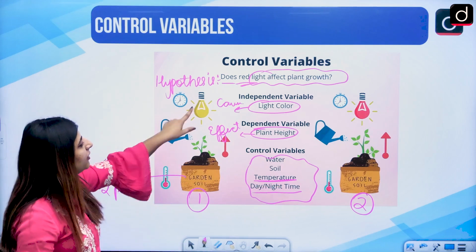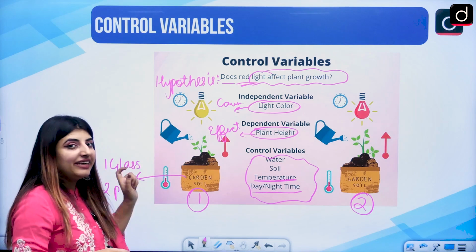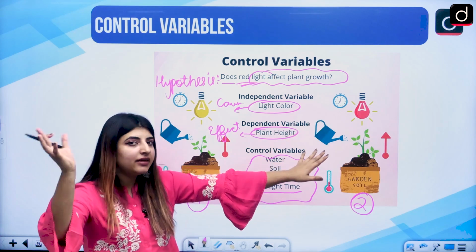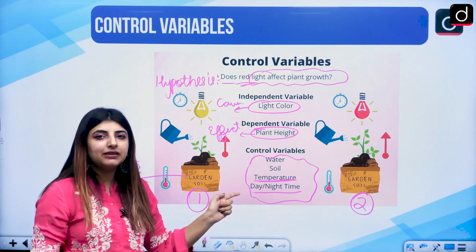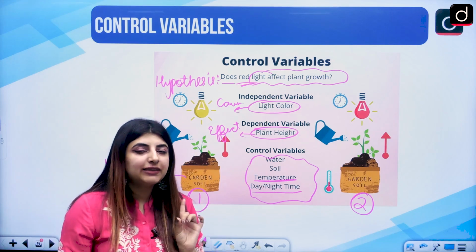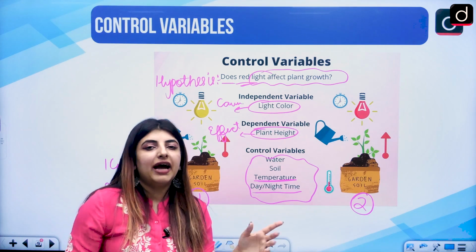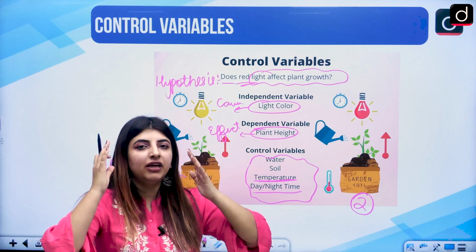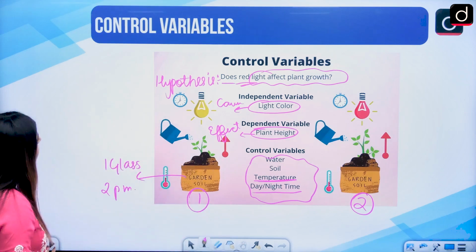So, if I am turning on the yellow LED light here during the day, I will also turn on the red light here, but in the night, I will just switch both of them off. These variables need to be controlled because I just want to see the effect of the color of the light on the plant growth. And I don't want any other variables coming in between and confusing me to see if there was any effect, right? So, I hope this is also clear.